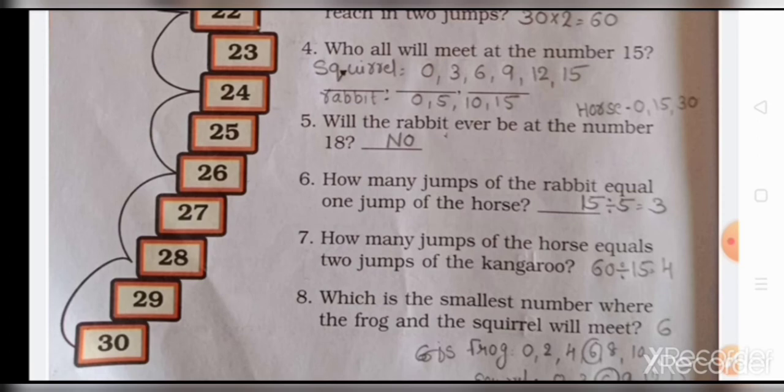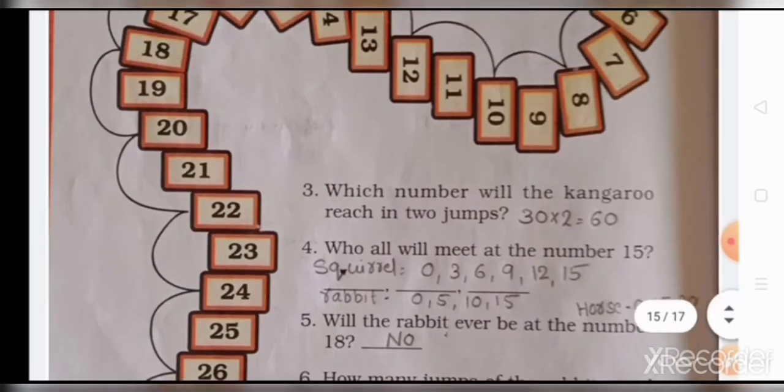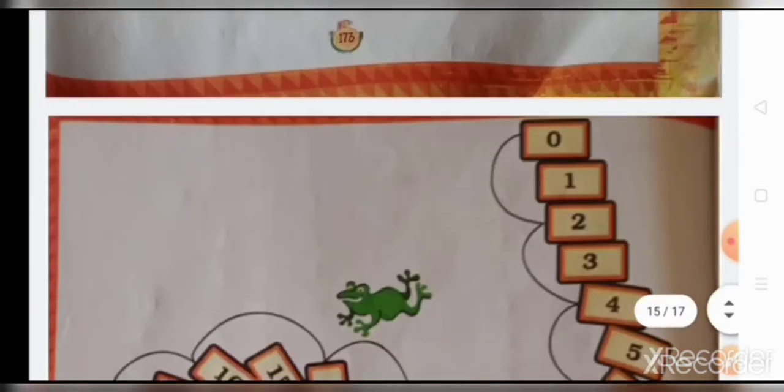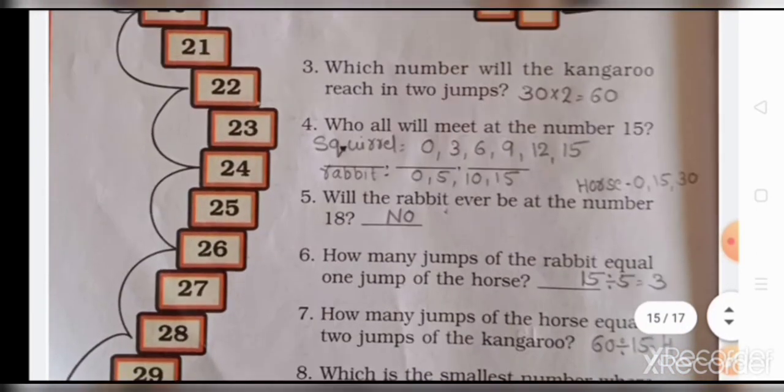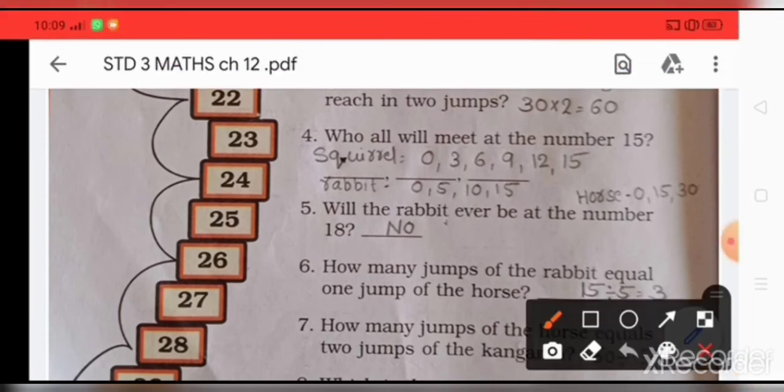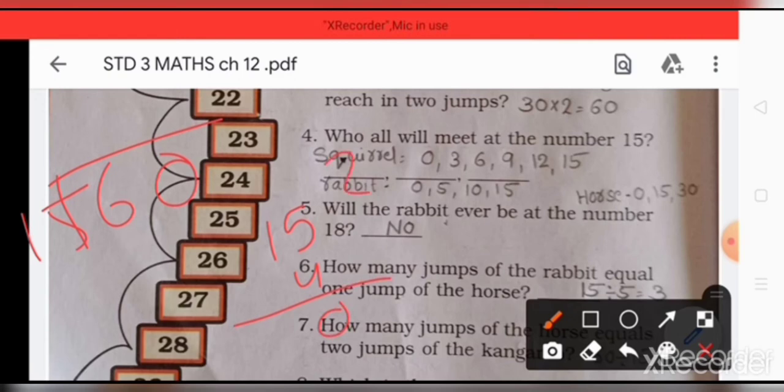How many jumps of the horse equal 2 jumps of kangaroo? kangaroo का कितना होता है? kangaroo 30. 30 into 2, 60. And horse 15. Then 60 divided by 15. 15 का टेबल में how many times 60 कहीं? 4 5s are 20. Then 4. How many times coming? 4.